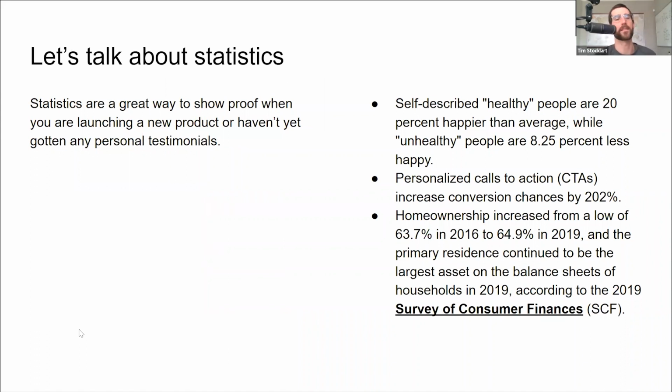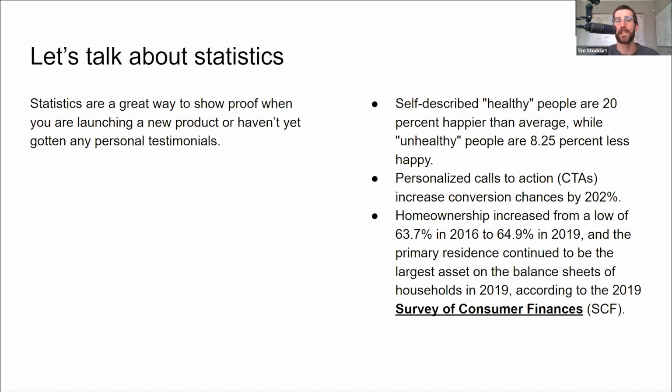All right, let's talk about statistics. Statistics are a great way to show proof, because that's what testimonials are. Testimonials are showing proof to the person next to us that we got our desired result through taking this specific action. Statistics are a great way to show proof when you are launching a new product or haven't yet gotten any personal testimonials. So I grabbed some random statistics from the internet about different industries or different concepts.